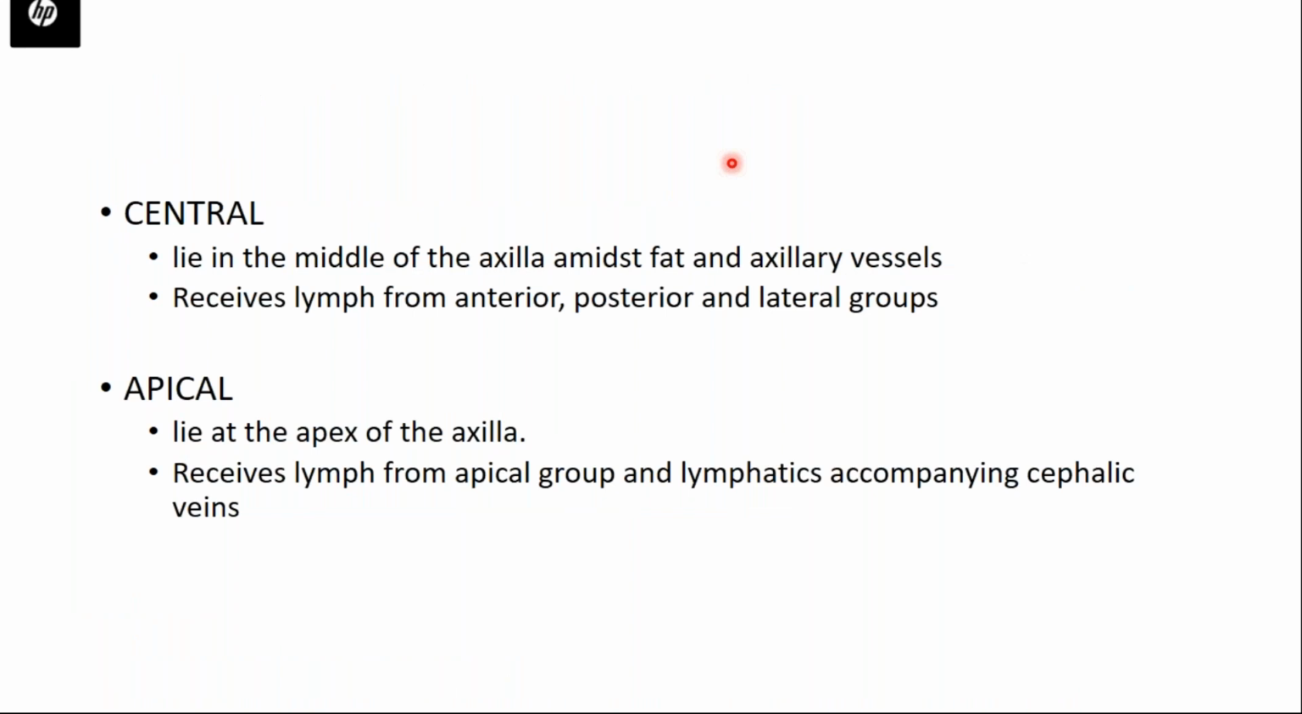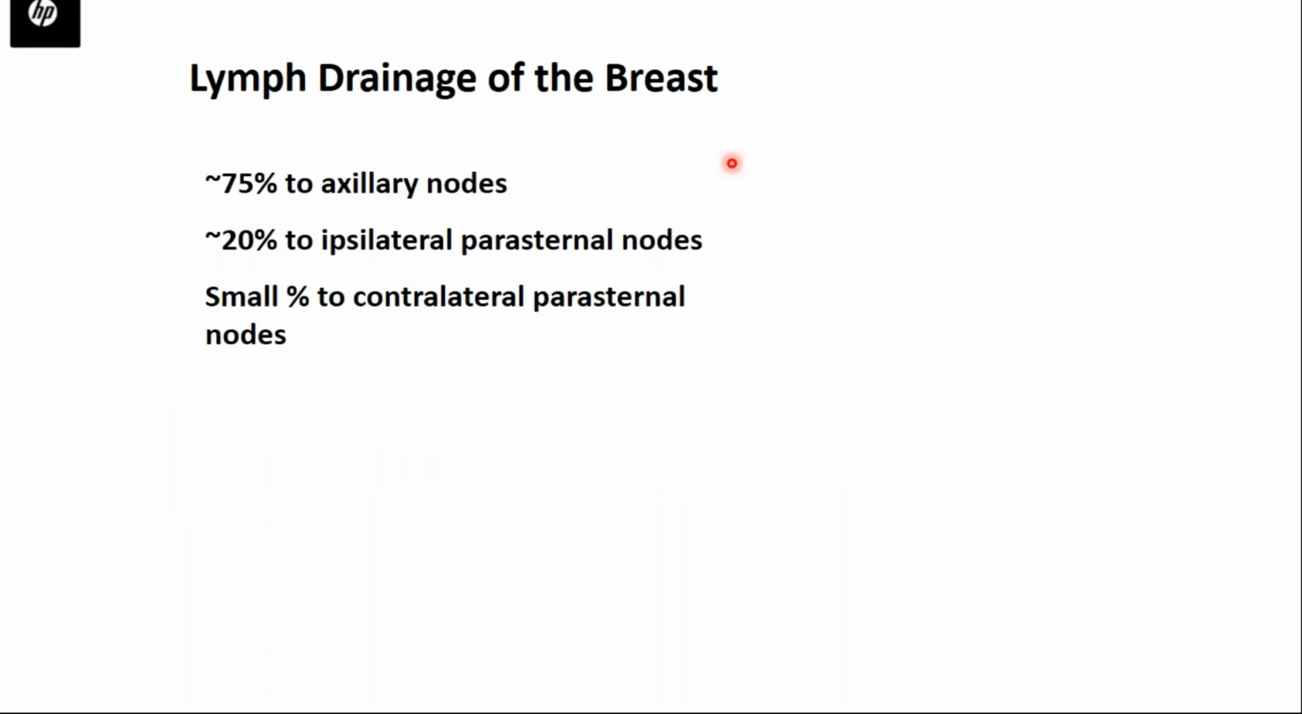Axillary group of lymph nodes are very important. Definitely you can expect questions from this one. Not only in this topic, but also in the other topic, which is the mammary gland. In the mammary gland also, we will discuss the lymphatics.